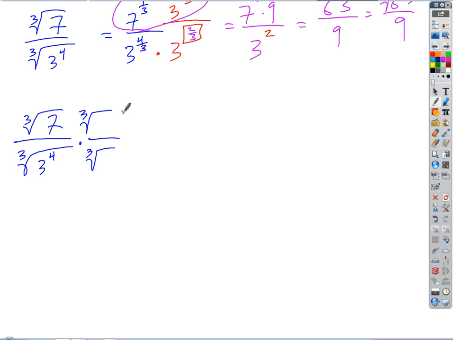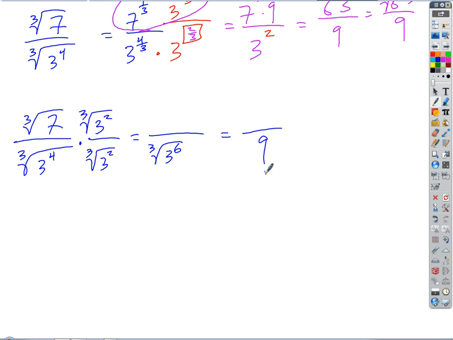Because this is the same thing as 3 to the 4/3. On the bottom, we need to get 3 to an integer power. So if I add 2/3 to 4/3, just like before, I'm getting 6/3, which is 2. So that's going to be a 3 squared there. So on the bottom, we get our cube root of 3 to the 6th, which is just 3 to the 6/3, which is 9.